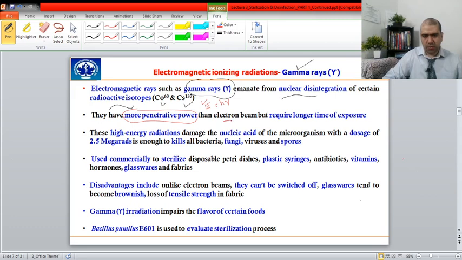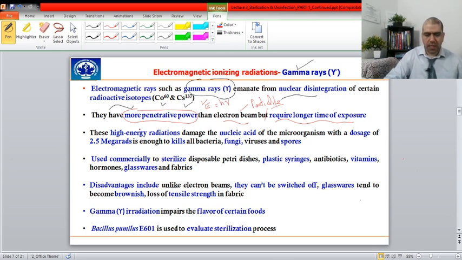Then the electron beams. Electron beams are used as particulate radiation, particulate ionizing radiations. Compared to the particulate ionizing radiations, the electromagnetic gamma rays are more powerful. But one problem is there: they require a longer time for exposure.